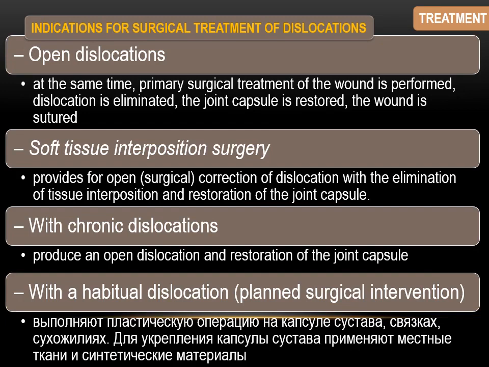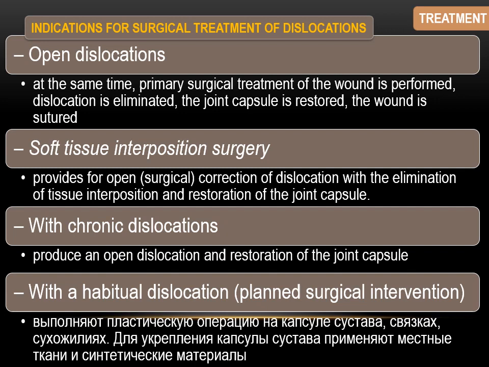Indications for operative treatment. It is not always possible to correct dislocations conservatively, so the indications are open dislocations, that is, at the same time, the primary surgical treatment of the wound is performed, the dislocation is eliminated, the joint capsule is restored, and the skin is sutured directly in the area of damage. When interposing soft tissues, it is also necessary to perform an operation. An open surgical reduction is provided with the elimination of those interposed, that is, soft tissues that got inside and did not allow the correct comparison of articular surfaces to recover.